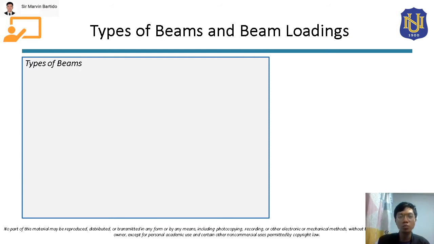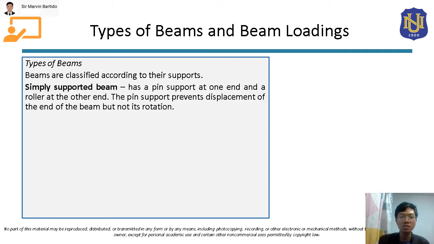We will start with the types of beams. Beams are classified according to their supports. The first type of beam is what we call a simply supported beam. Simply supported beams have a pin support at one end and a roller at the other end. This is an example of a simply supported beam. As you can see, at one end it is supported by a hinge or pin, and at the other end it is supported by a roller.